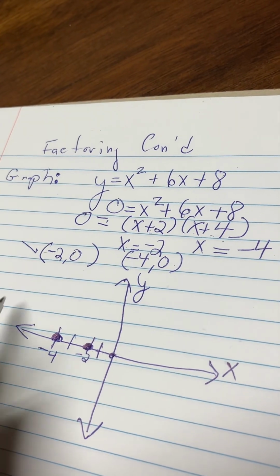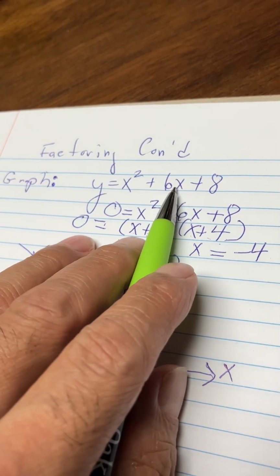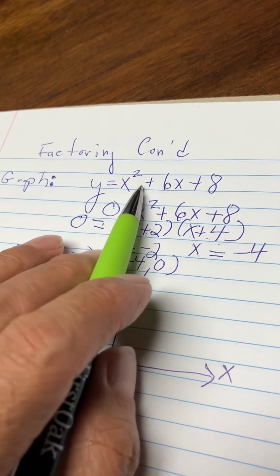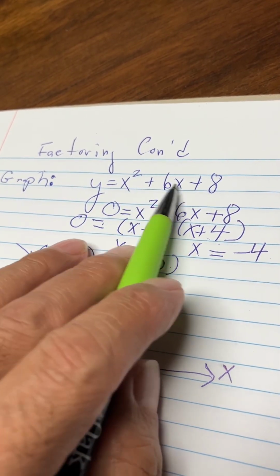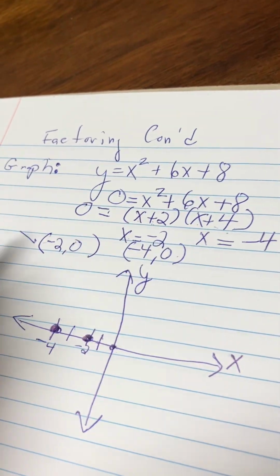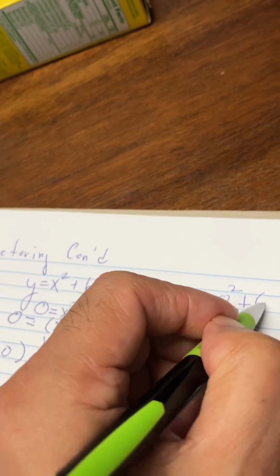Okay, so another thing we can do to find another point is if we let x equal 0, we're going to find our y-intercept. Okay, so I'm going to put that over here. Okay, if x is 0, this is 0 squared plus 6x, which is 6 times 0.